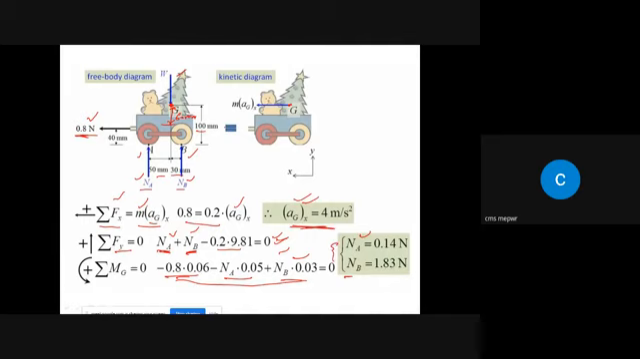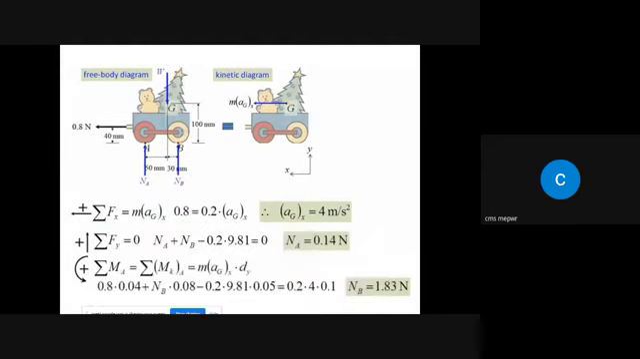We can also find the moment about any arbitrary point, for example point A or point B. Let's see it that way. The summation of forces in x and y will remain as they are. For the moment about point A, the moment due to the normal force at A is 0. The moment due to the applied force is 0.8 multiplied by 40 divided by 1000.